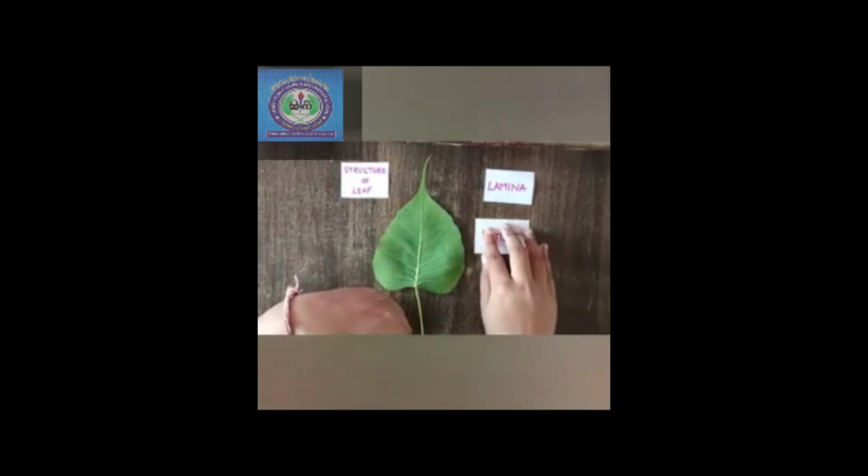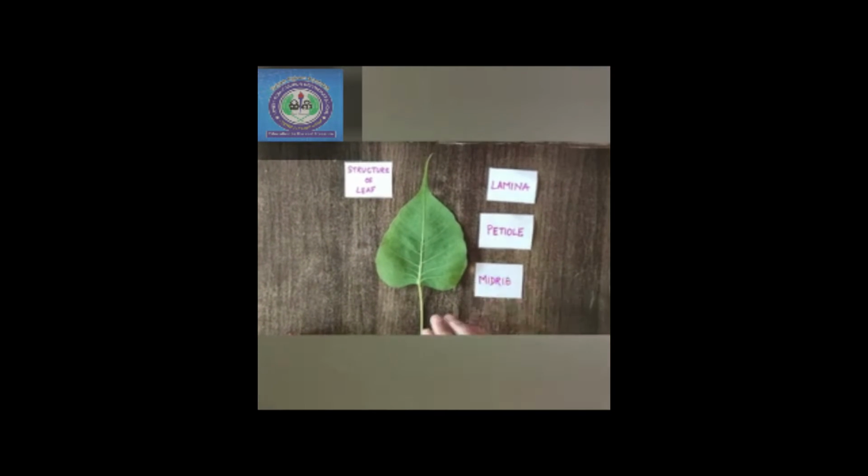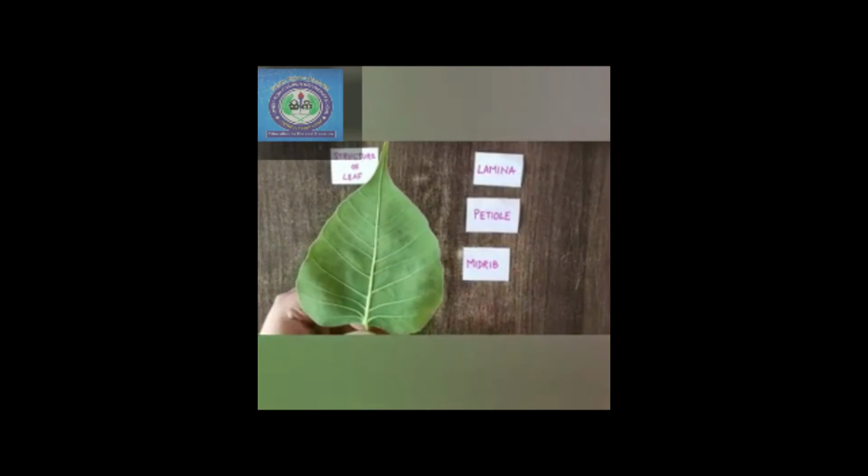Then I am going to show you petiole. Petiole is the stick which is joined to the stem. So it is a connector between the leaf and the stem. So this is the petiole. Then we have midrib. Midrib, you can see this, the main line, the broad line which is going at the center. This is known as midrib.